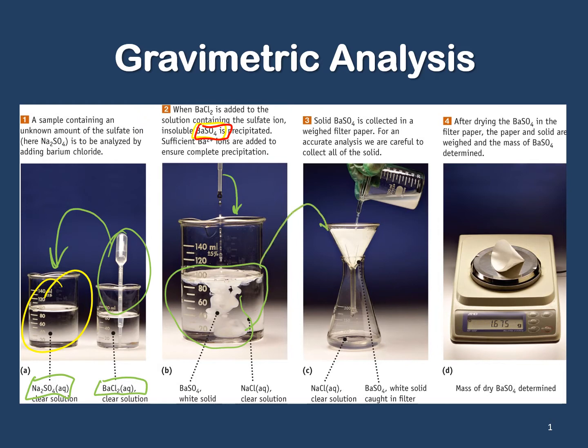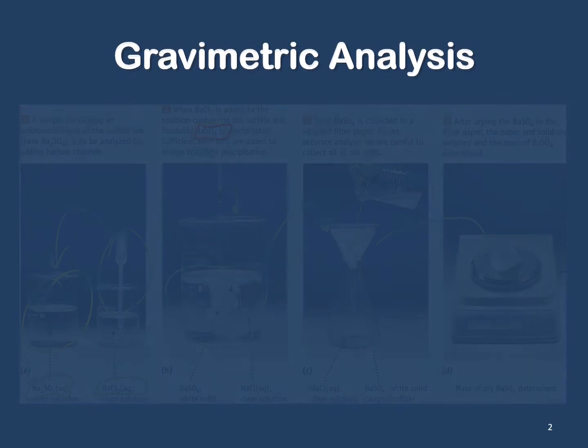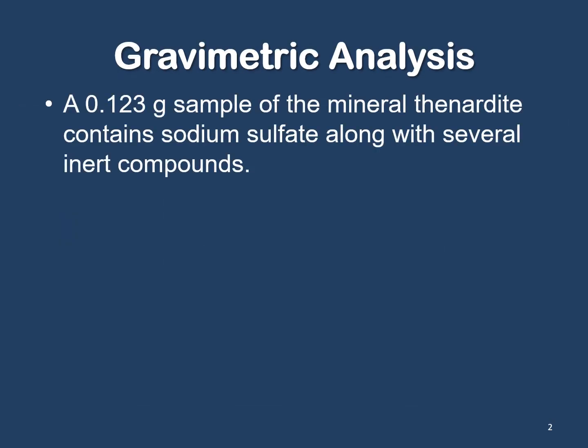At that point, we can filter it and collect the solid, dry it, and then weigh it. And once we've weighed it, we can use that information to back calculate how much sodium sulfate was originally present. So let's do an example problem of that. So let's say we have a mineral. We're geologists now, and geologists have weird names for their minerals, and I have no idea how their naming systems work, but they have a mineral called thenardite, right? And it contains sodium sulfate along with a bunch of other inert compounds.